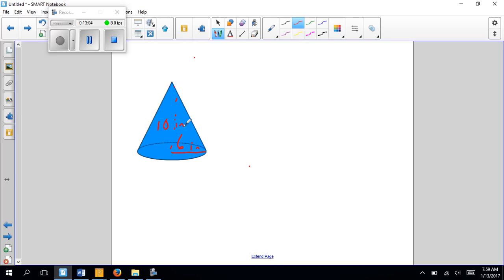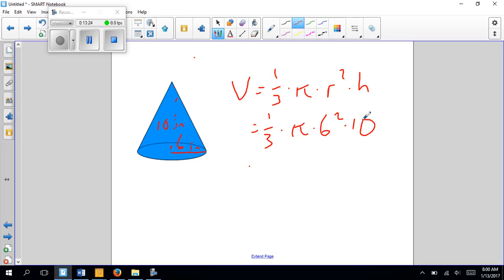So if you want to pause it, you can right here just to try it on your own. You know your formula. Volume equals 1/3 times pi times radius squared times height. So I know that I have 1/3 times pi times 6 squared times 10. Got it? Type it all into your calculator.